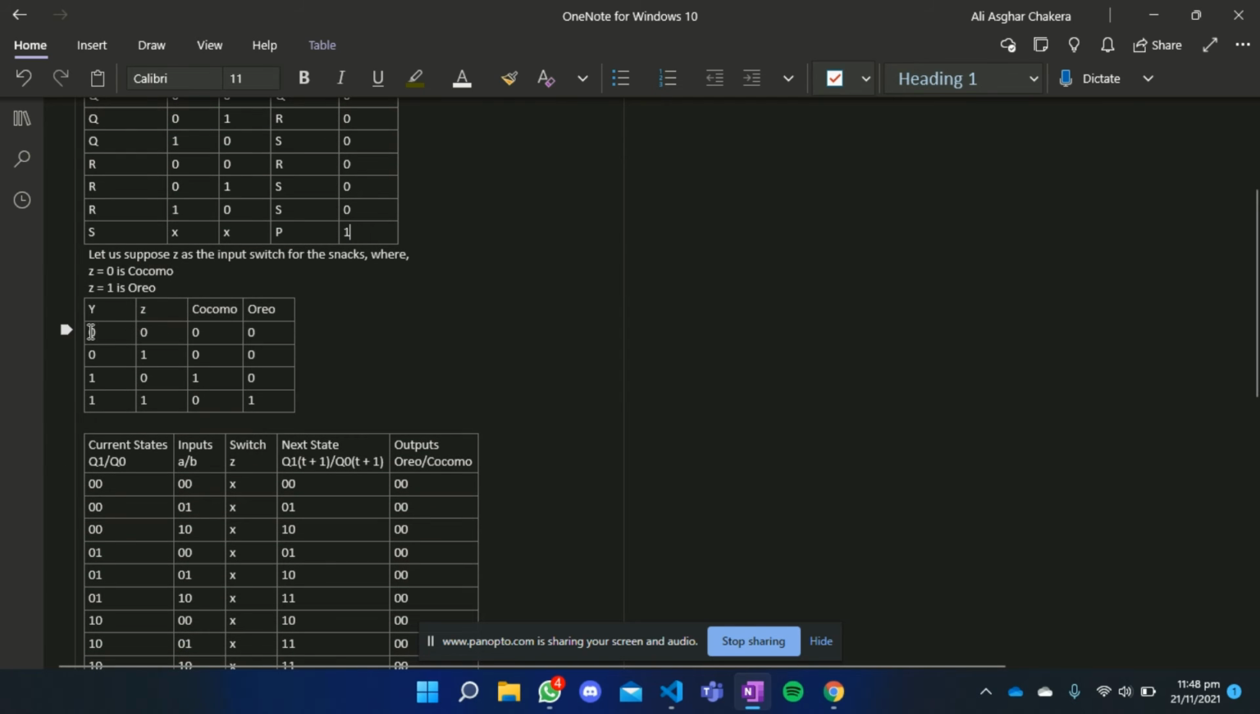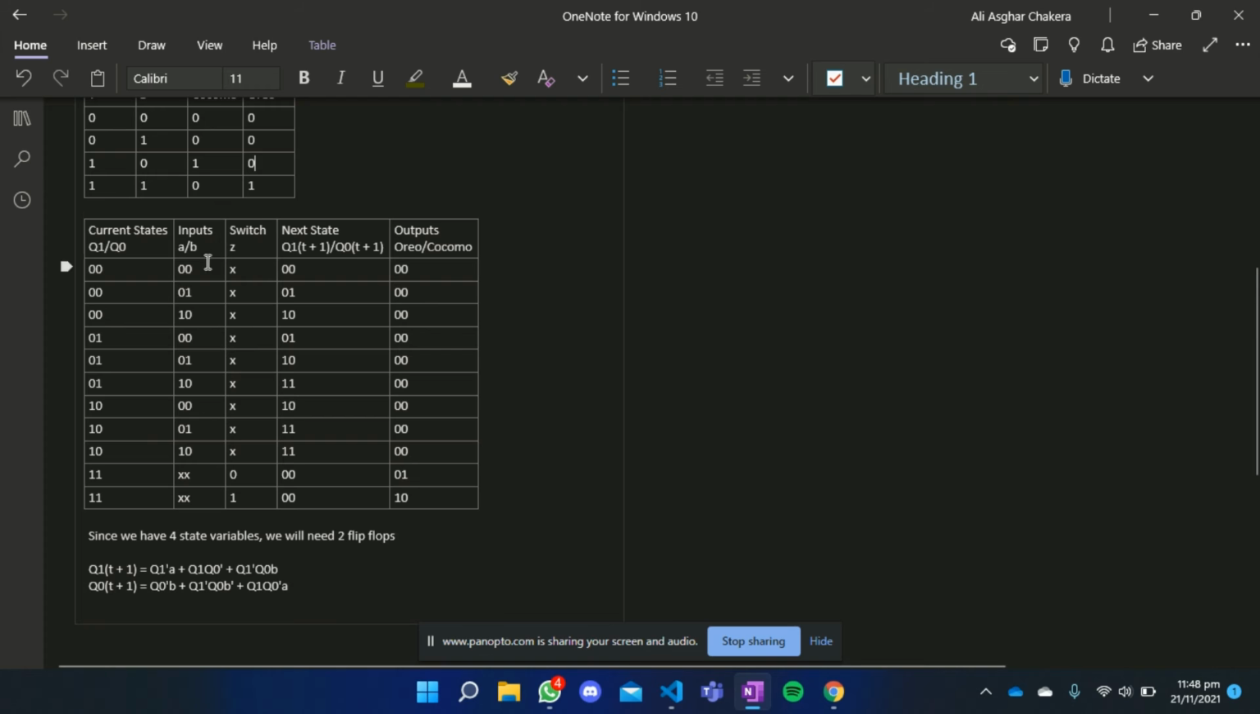So here is the table for the Oreo and Kokomo. Let's consider Z as the input for the snack. If Z is 0, then we'll get a Kokomo, and if Z is 1, then we'll have an Oreo. So here we'll combine both the tables, and we'll get the final table for our FSM, which is basically this.